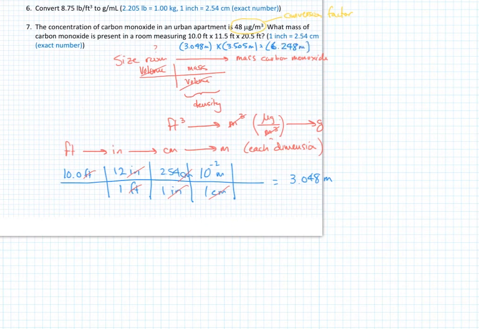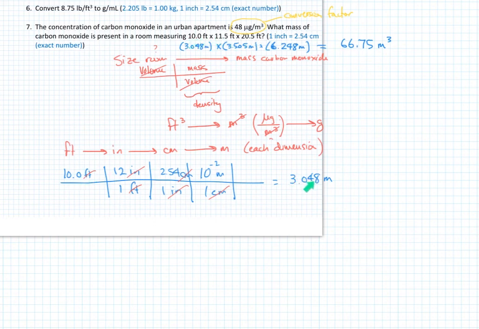6.248 meters. And if I multiply those 3 together, length times width times height, we get 66.75 meters cubed. And how many sig figs should this answer actually have? Well, look at these. These all have 4, so maybe it should be 4, except these only have 3. So really this should only have 3 sig figs.